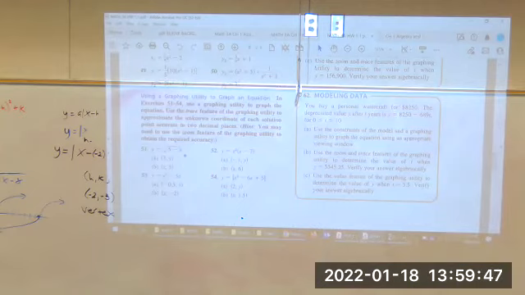Okay, I'm going to rewrite these directions for you a little bit. Use the graphing utility to graph the equation. Use the trace feature of a graphing utility to approximate the unknown coordinate of each solution point, accurate to 2 decimal places. Hint, you may need to use the zoom feature of the graphing utility to obtain required accuracy.